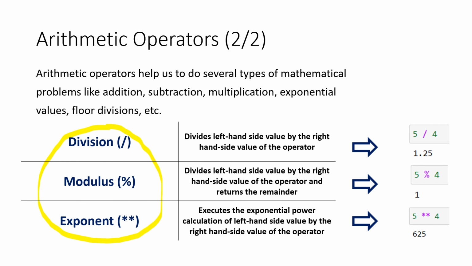Finally, to make an exponential power calculation, you just use 2 star signs. So here in our example, Python will calculate 5 times 5 times 5 times 5, and obviously the result will be 625. These are the arithmetic operators, and now you can go to your Jupyter Notebook to make a couple of example calculations.